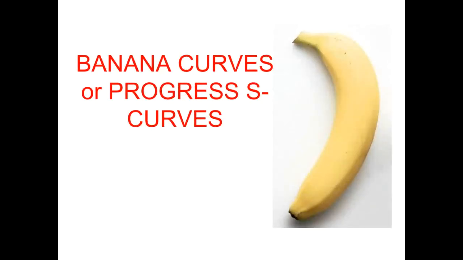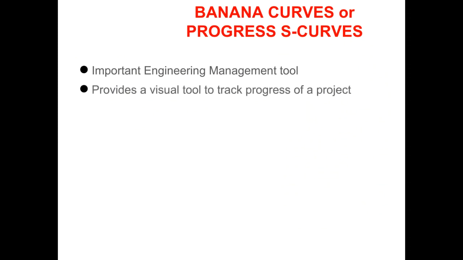So the first concept which we will review today is a banana curve, or a progress S curve. We will learn how it is drawn and how it is used on projects. So the project S curve is an important engineering management tool. It provides a visual tool to track progress of a project.